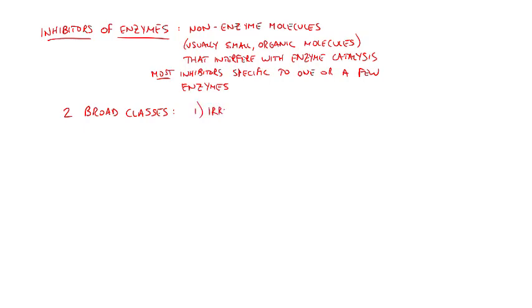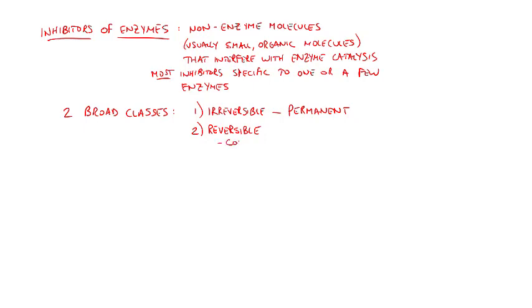We have irreversible inhibitors, and we have reversible inhibitors. And the names are pretty much self-explanatory. Irreversible inhibitors are permanent. Once these come into contact with your enzyme, it's dead forever until it's chopped up and recycled for amino acids. Reversible inhibitors are not permanent. They go away when the inhibitor goes away.